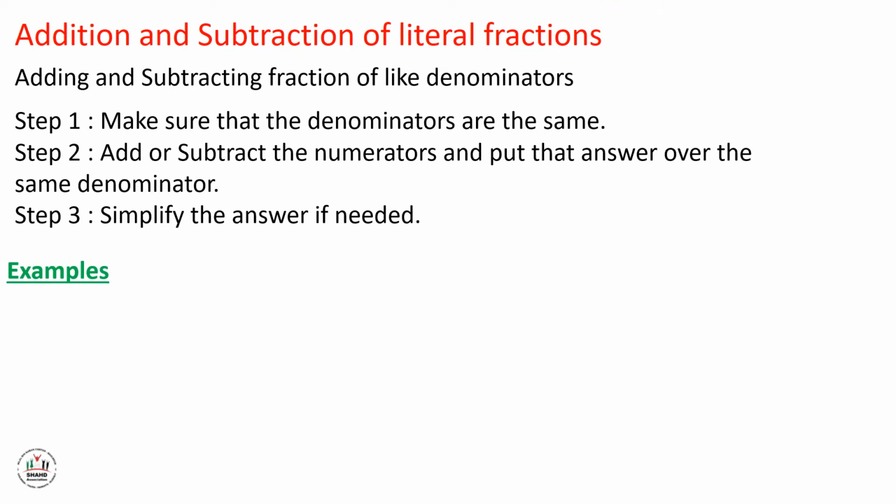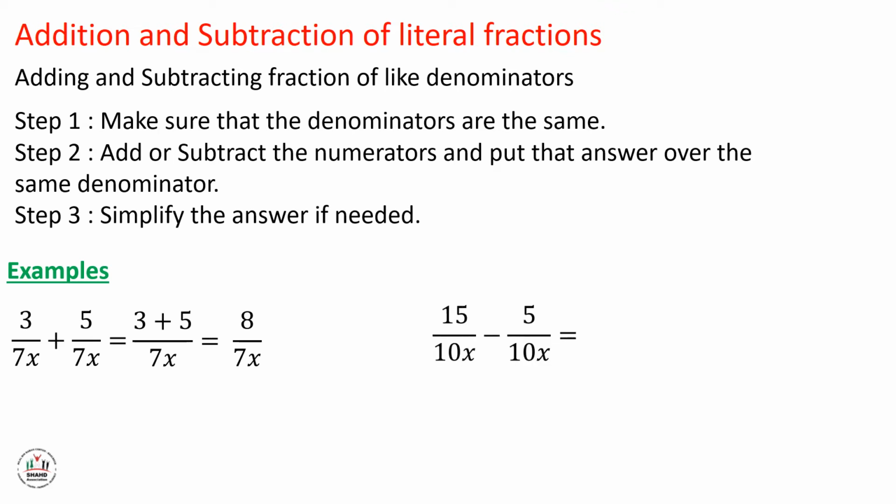So let's solve this example. 3 over 7x plus 5 over 7x. Both fractions have the same denominator, which is 7x. So we can write 7x and we can add the numerators. So the answer is equal to 8 over 7x.